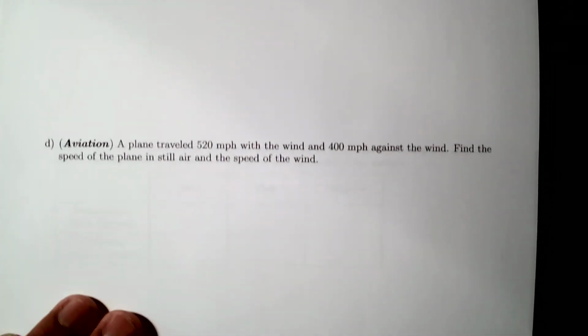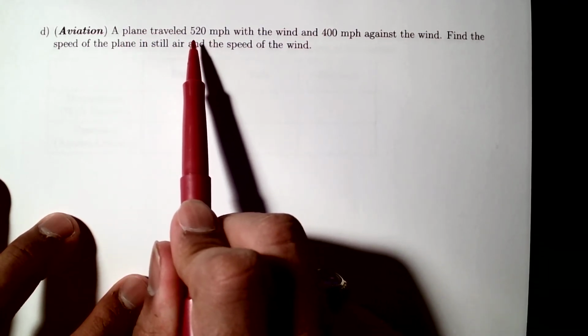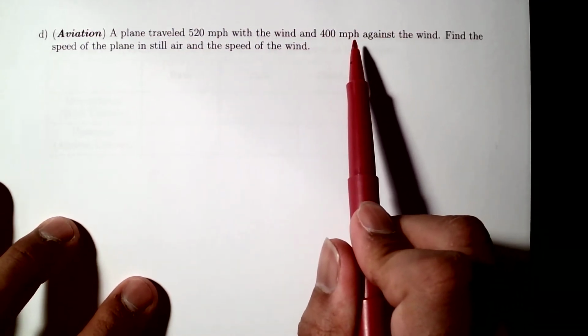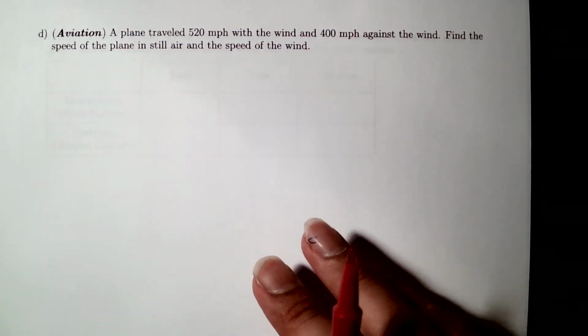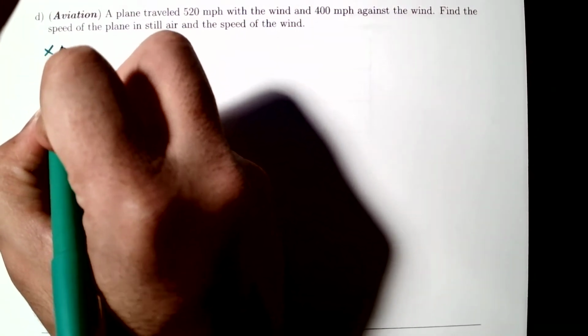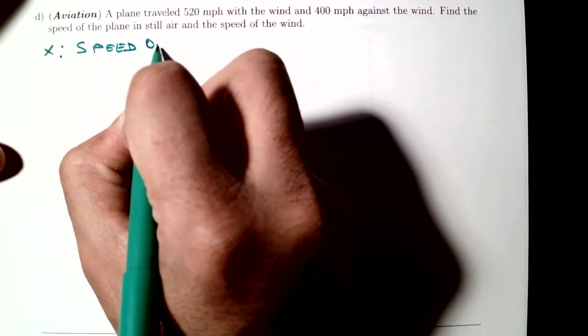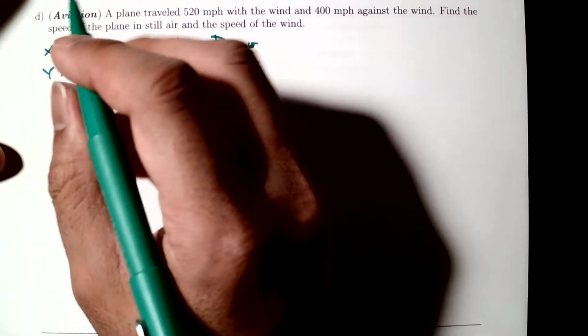Alright, now let's see. Aviation. We use systems of equations in aviation. In a situation in which a plane travels at 520 miles per hour with the wind and 400 miles per hour against the wind, they're asking us to find the speed of the plane in still air. How are we going to proceed in this case? Let x be the speed of the plane, and let y be the speed of the wind.